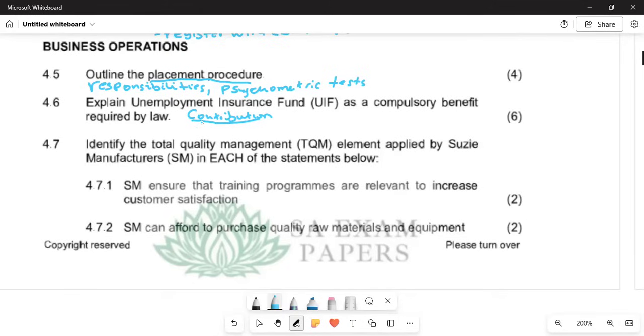The employer and worker each contribute what? 1%. So that is 2% that we're talking about, because they both contribute 1% and 1%. That is what we're saying when we're talking about the contribution that they're going to make.